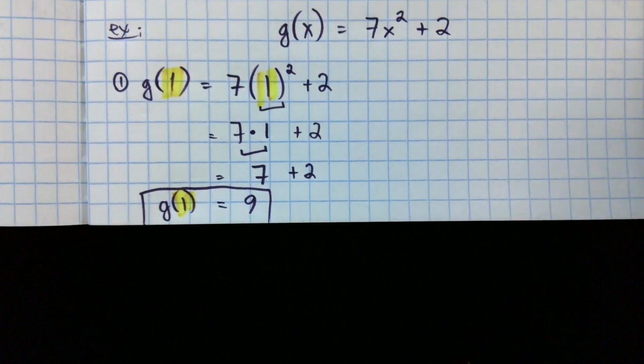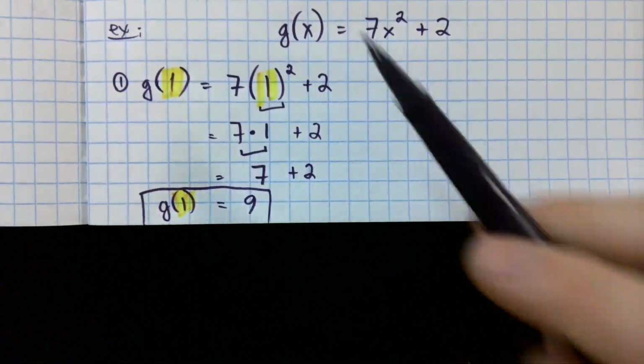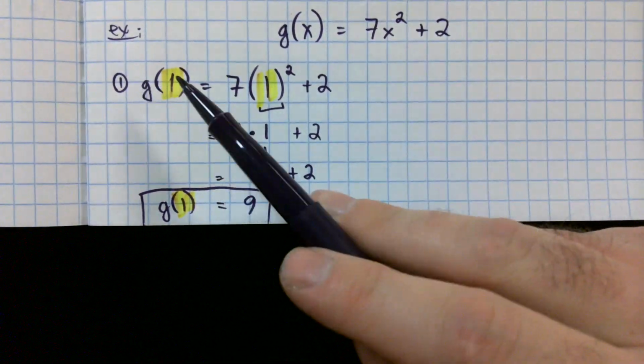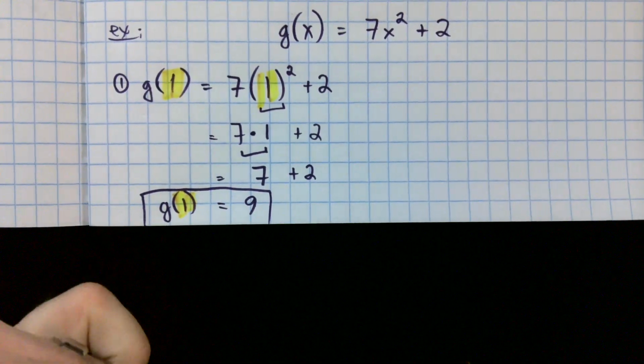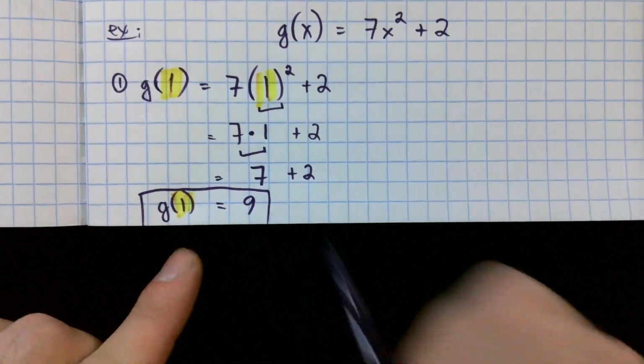If g of x is equal to 7x squared plus 2, then g of 1 is equal to 9. So does that mean g equals 9? No. Stop. G of 1 equals 9.